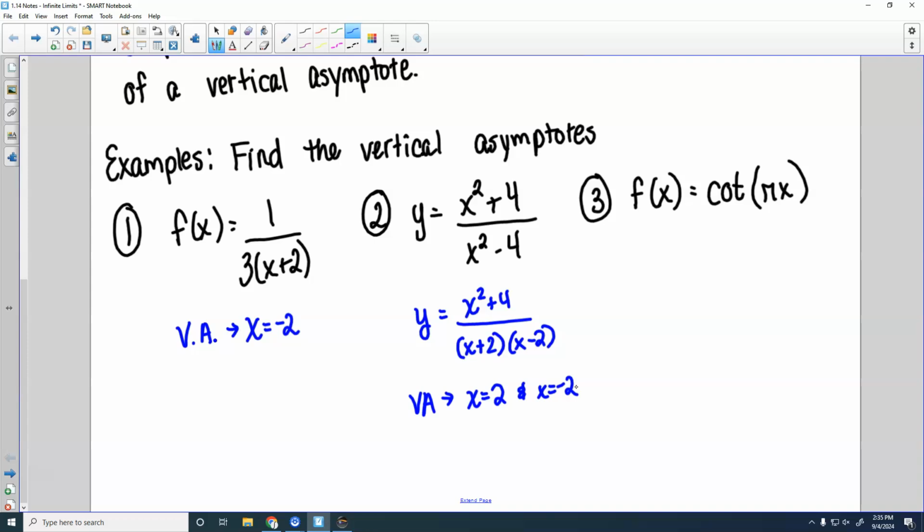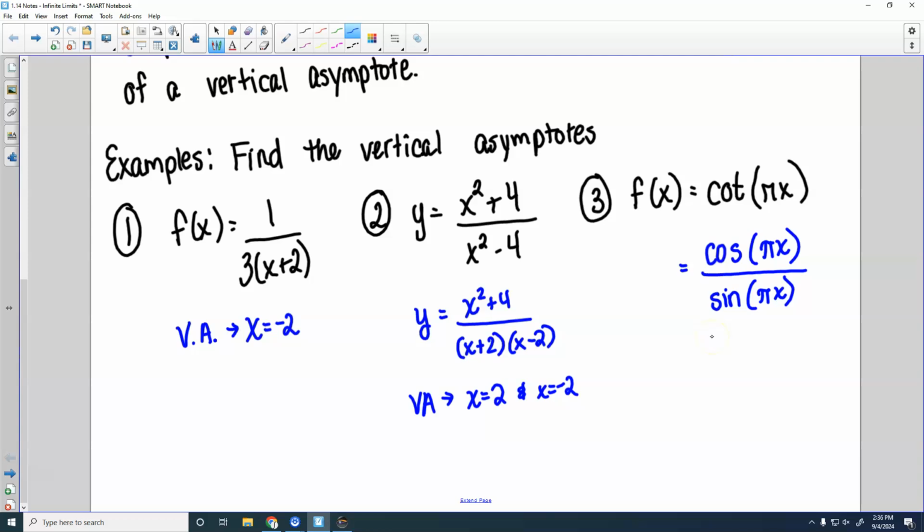Trig stuff's a little harder. Everybody have memorized their cotangent ones here? I figured probably not. But you should have memorized what cotangent is. What is it? Cosine over sine. It can also be 1 over tangent, but cosine over sine will be a little easier to help us here because we know the unit circle in sine and cosine. So cosine of pi x over sine of pi x.